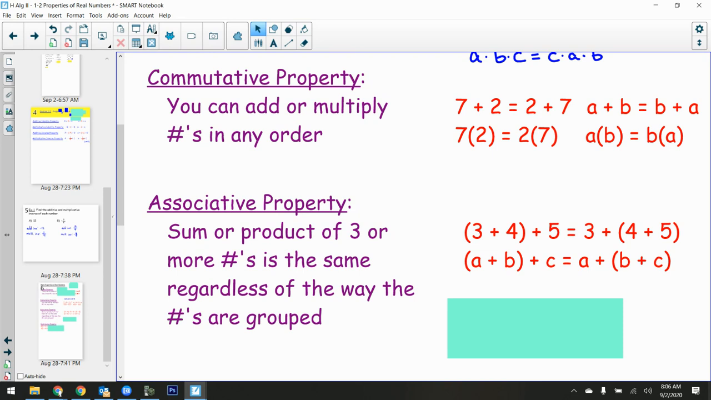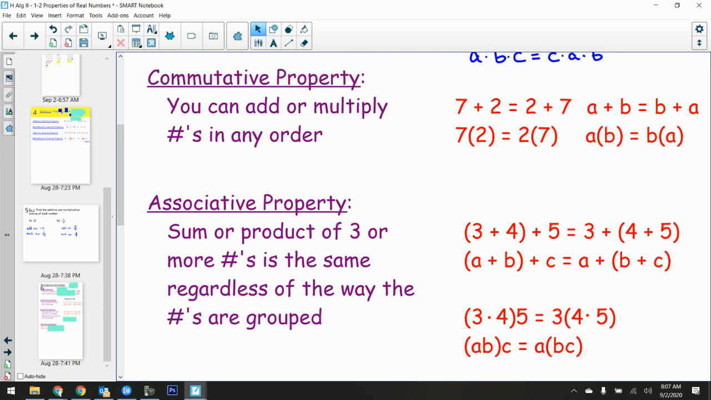Did I change the order? Does it go 3, then 4, then 5? Yes. It did not change the order. 3, 4, 5. 3, 4, 5. A, B, C. A, B, C. I did not change the order there.